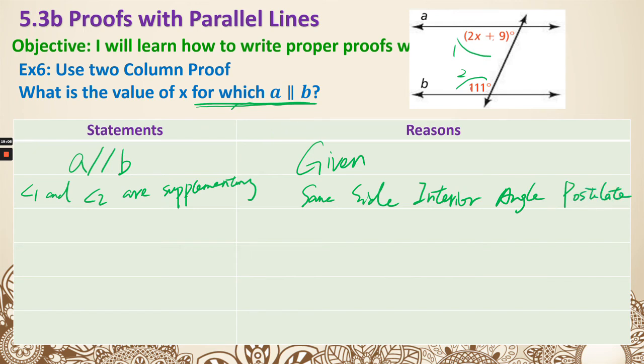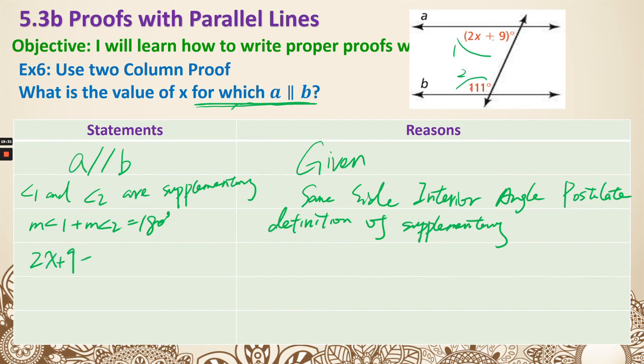Because of that, we can say the measurement of angle 1 and angle 2 actually add up to 180 degrees. And that is definition of supplementary angle. And next, we are going to replace the 1 and 2. So we have 2x plus 9 plus 111 equals 180 degrees. And that is going to be substitution.